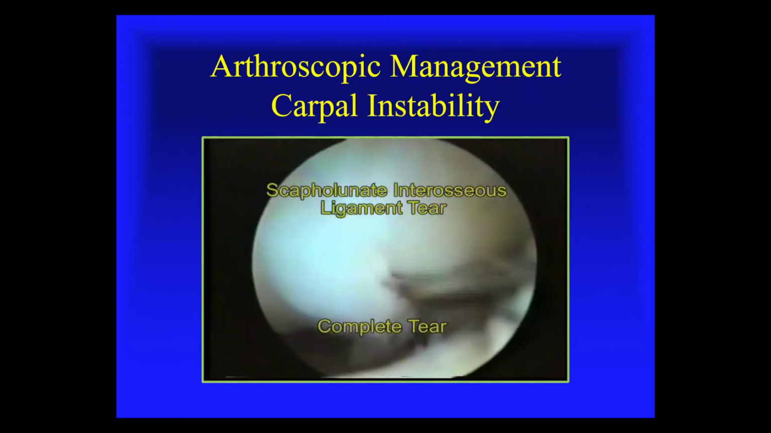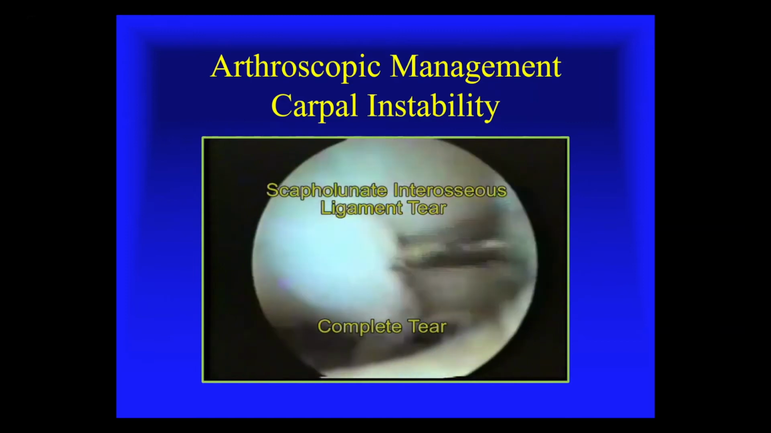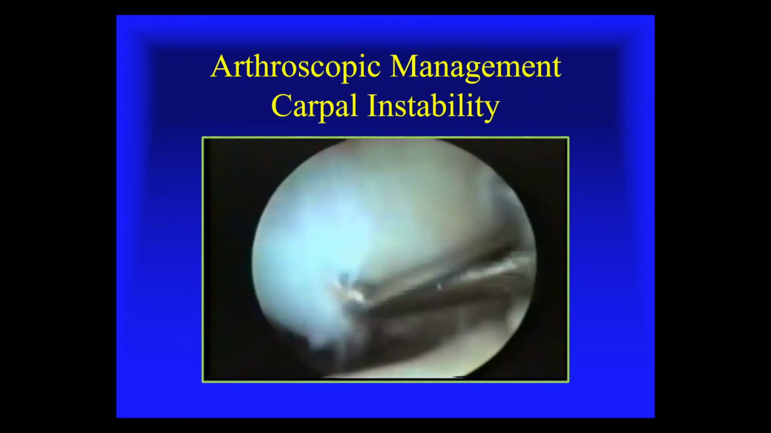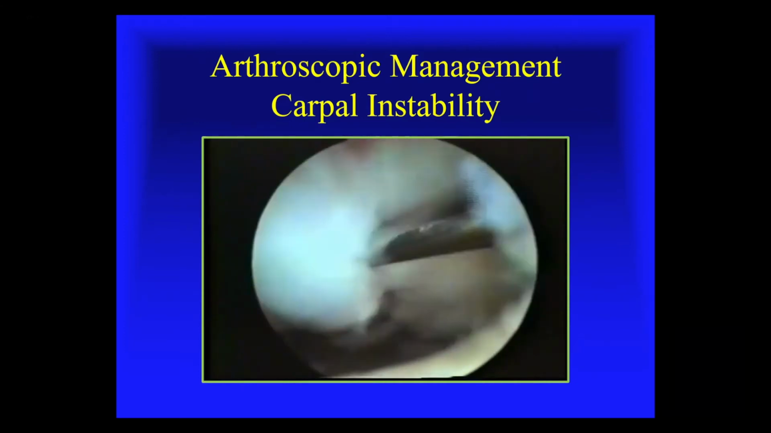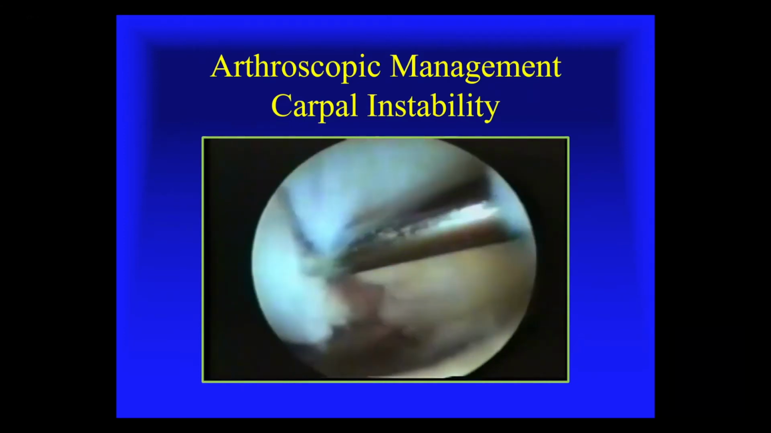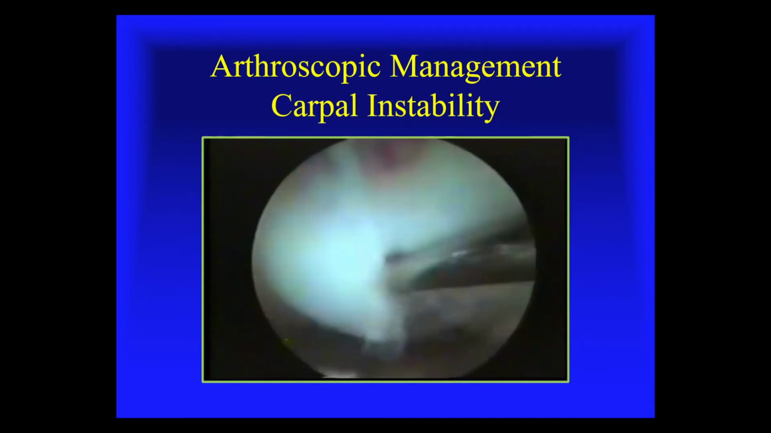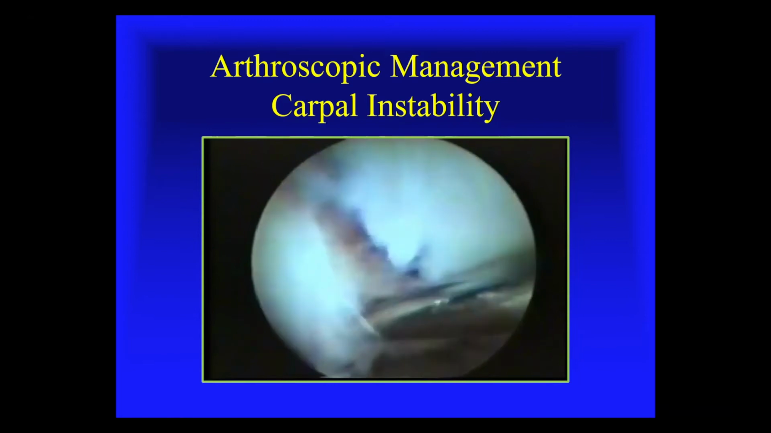Now we're starting to see more of this is a grade 3 tear. Now we're starting to see gapping. The scope's in 3-4, the probe's in 6R. Now this will be a grade 3 tear. It tears from volar to dorsal. The dorsal part of the ligament is still attached, but we can see the gapping.